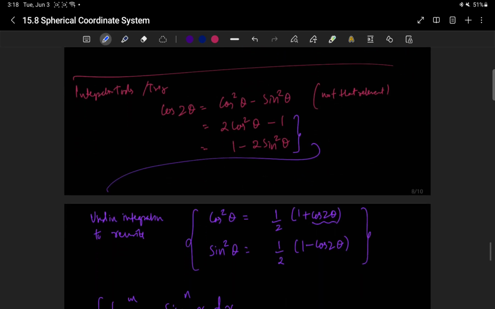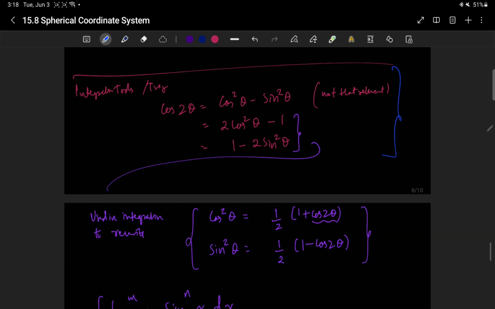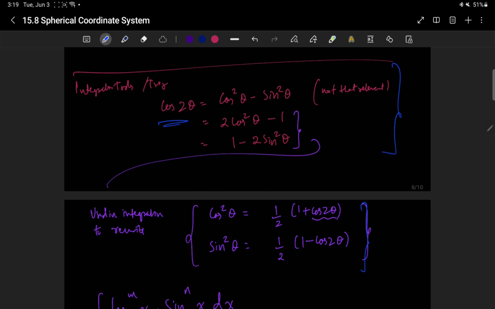So here, you have seen these before. These two formulations of cosine 2 theta give us these two important results, which are going to occur again and again. You'll have to find integrals of cosine squared and sine squared several times, and for this you always use the half angle formula.